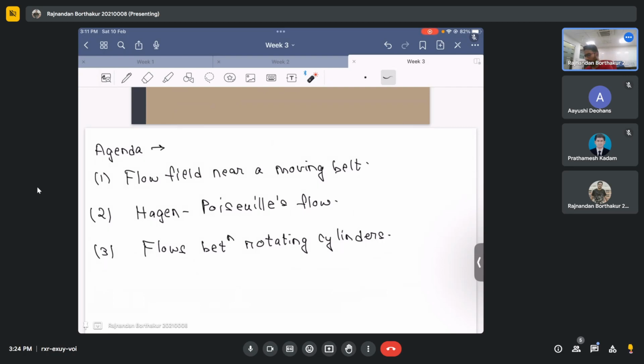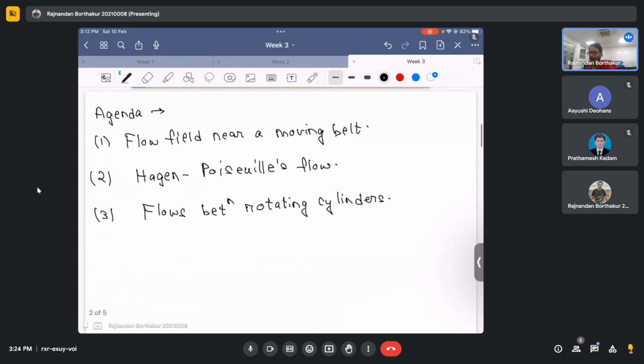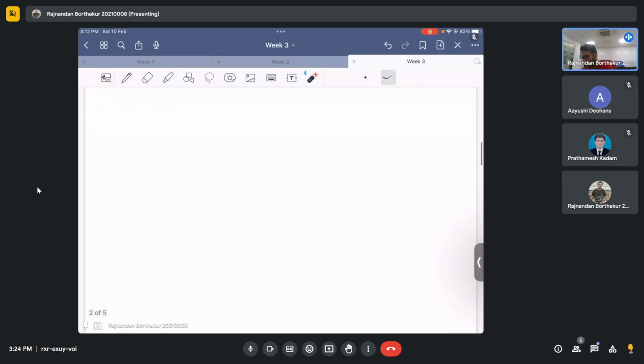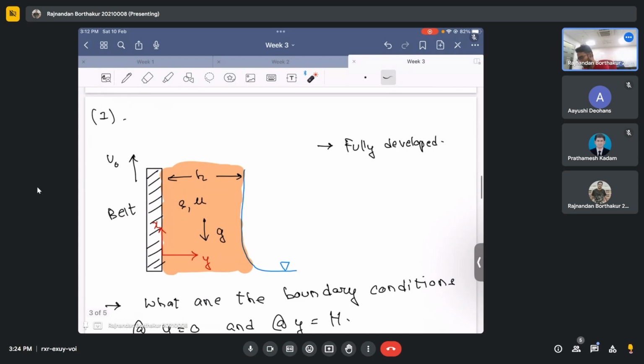We will try to see what will be the flow field associated with the rotation of those cylinders. This is known as the flow between rotating cylinders, but it is also given a special name. I could not recall the name now, but if I remember, I will let you know. I think it is known as Taylor-Couette flow or something like this. I don't exactly remember the jargon, but that involves just calculating the flow field between two rotating cylinders. So this is the agenda. Let's get started with the first problem.